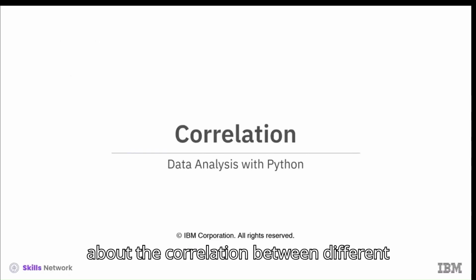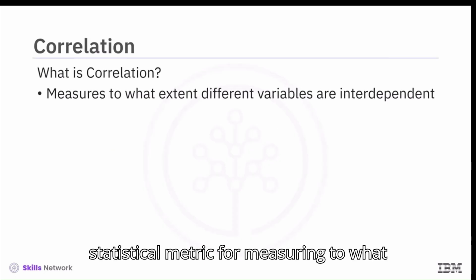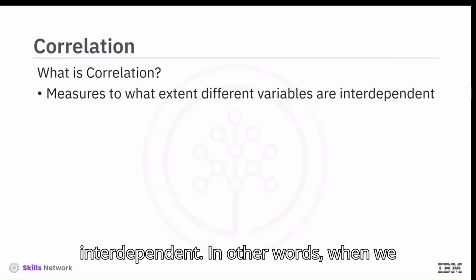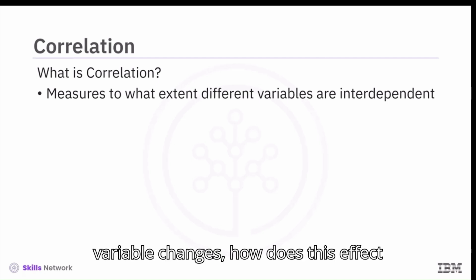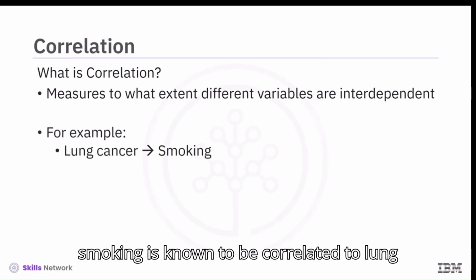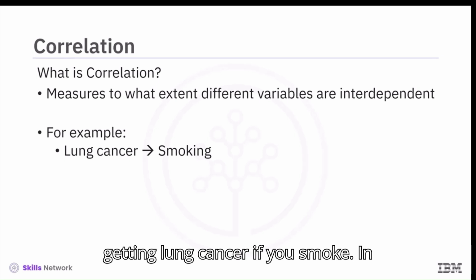We'll talk about the correlation between different variables. Correlation is a statistical metric for measuring to what extent different variables are interdependent. In other words, when we look at two variables over time, if one variable changes, how does this affect change in the other variable? For example, smoking is known to be correlated to lung cancer, since you have a higher chance of getting lung cancer if you smoke.